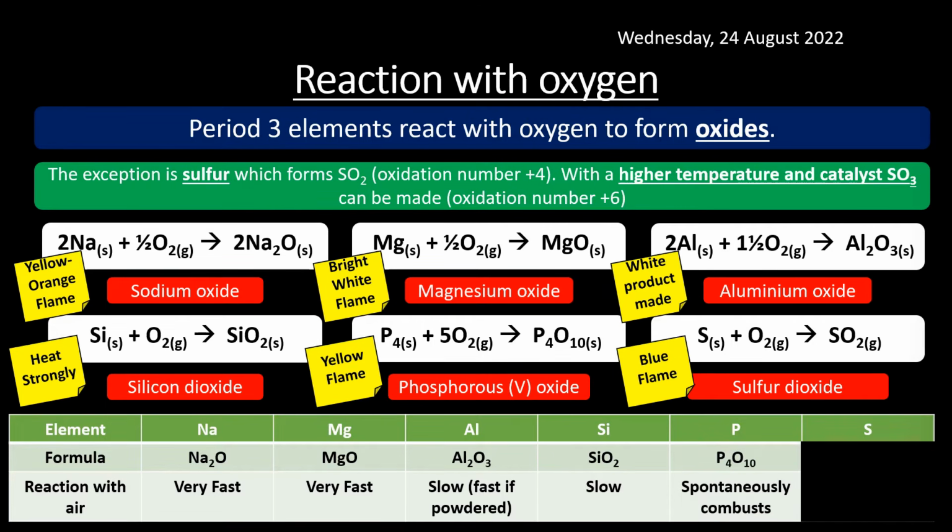Phosphorus will spontaneously combust. You've got to be really careful with phosphorus. It's got to be stored correctly because it can just ignite like that. So it's pretty vigorous. And sulfur steadily burns. You put it in, you get this nice blue flame. Okay, so make sure you're aware of the rates, how fast these reactions go as well.